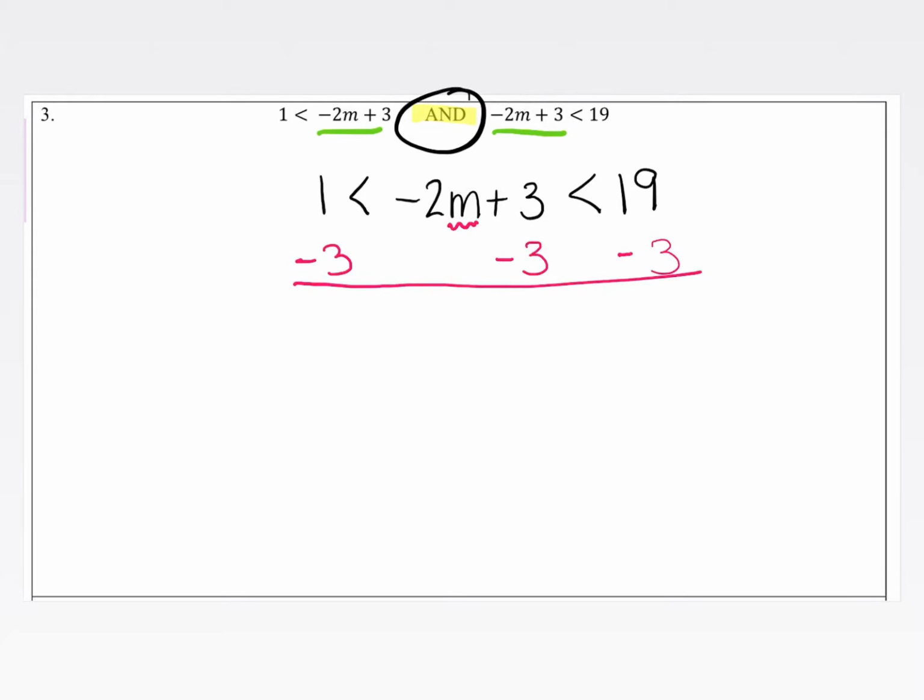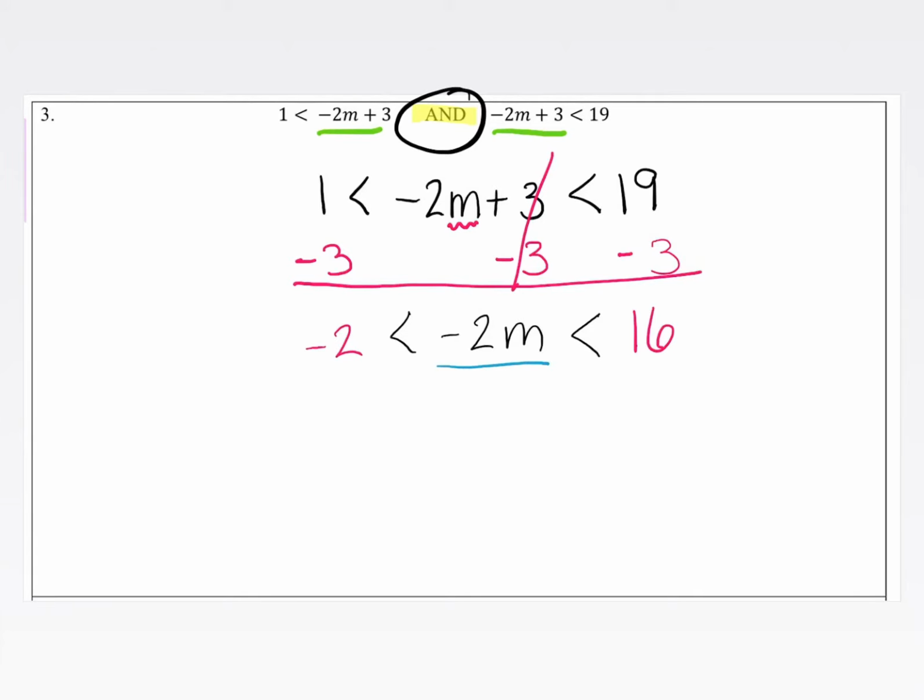So 3 minus 3 adds to 0. 1 minus 3 is -2. And 19 minus 3 is 16. Now, since I just subtracted a number here, my inequality remains true. I don't need to change anything. However, the next step, I have -2m in the center. I should say -2 is less than -2m, which is less than 16.